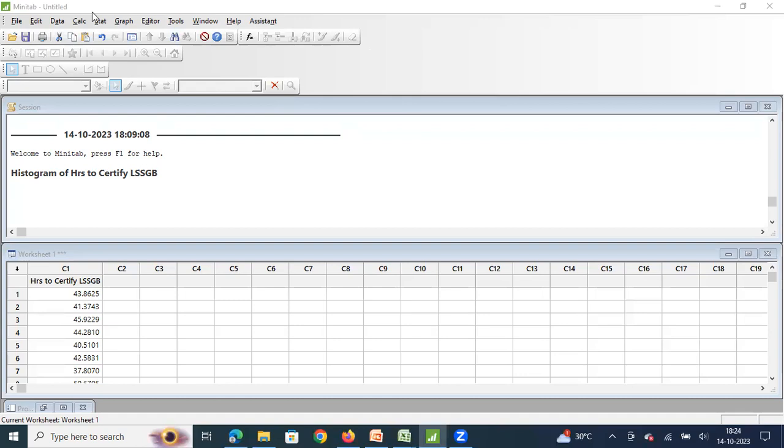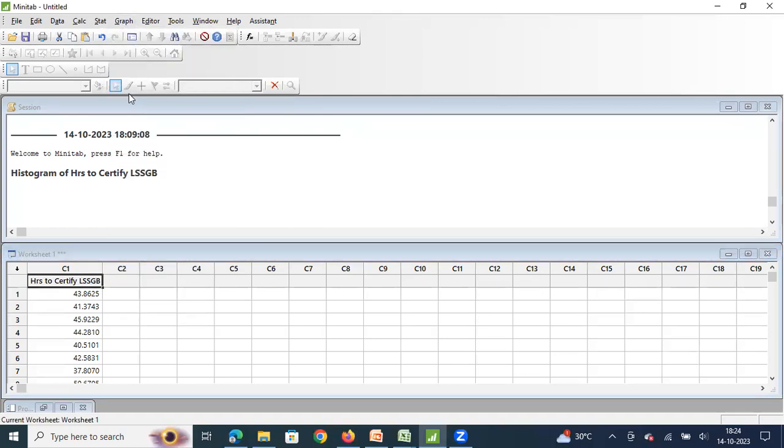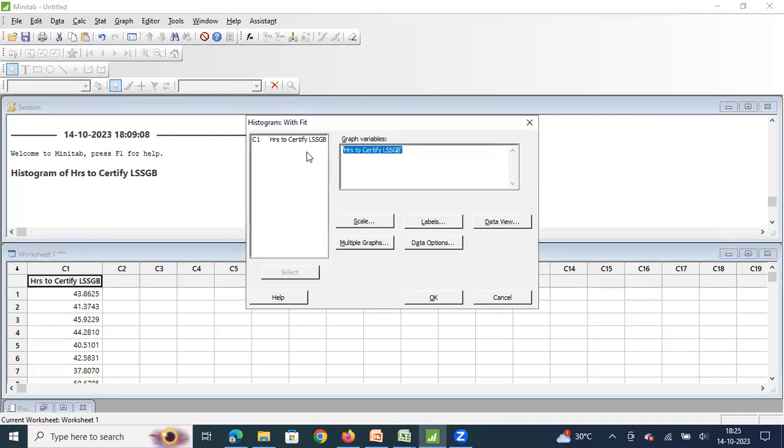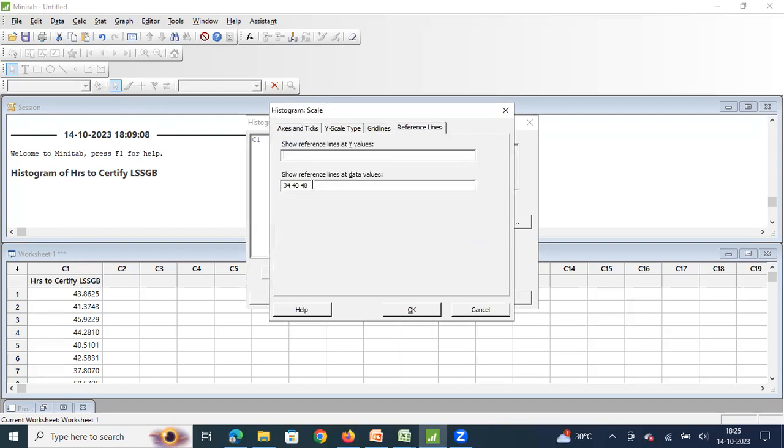Now, this data is normally distributed. So I go to graph, I select histogram, and I select histogram with a fitted line, and I select this hours to certify as the data. I go to scale. In reference line, I want to have reference lines at 34, 40, and 48.